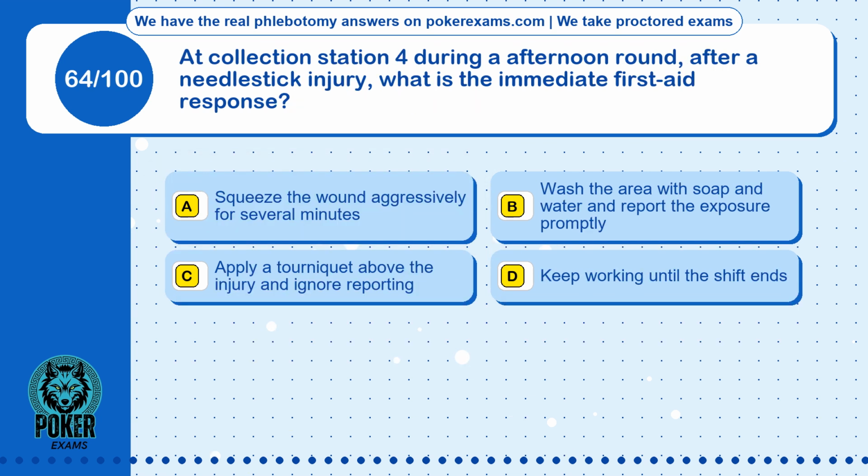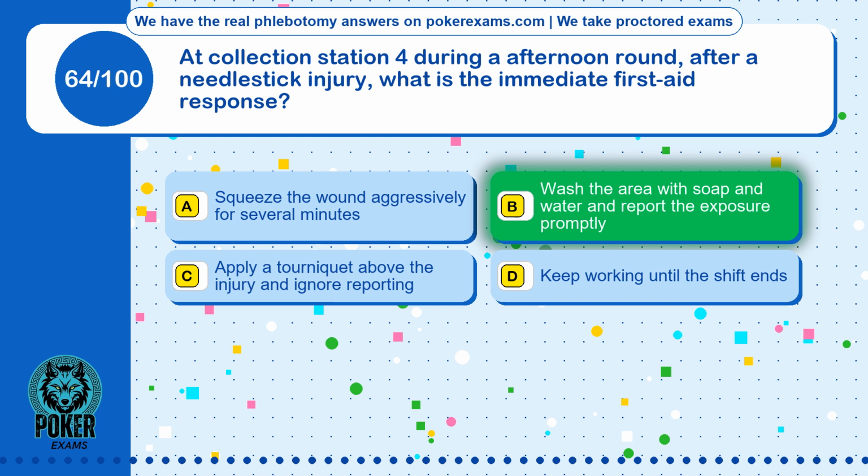Question 64. At collection station 4 during an afternoon round, after a needle stick injury, what is the immediate first aid response? Option A, squeeze the wound aggressively for several minutes. Option B, wash the area with soap and water and report the exposure promptly. Option C, apply a tourniquet above the injury and ignore reporting. Option D, keep working until the shift ends. The correct answer is option B.